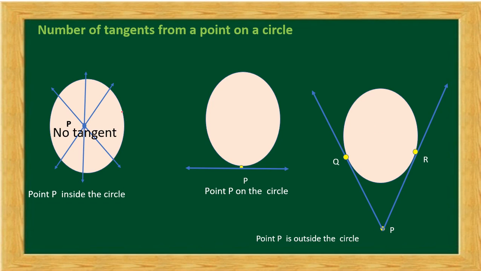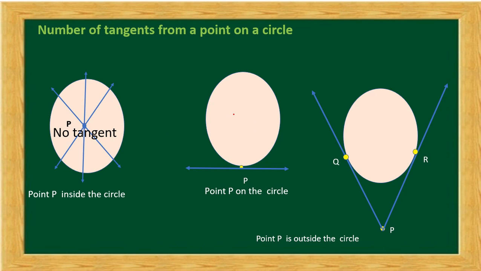Now come to the first figure, where the point P is inside the circle. We have no tangents, as we know, what is the meaning of tangent? It is a line which touches the circle at a point. It is better to say it is a line. A line which touches the circle at a point. Now here this point P is not touching the circle, meaning there is no tangent here. So we get no tangent in this first figure.